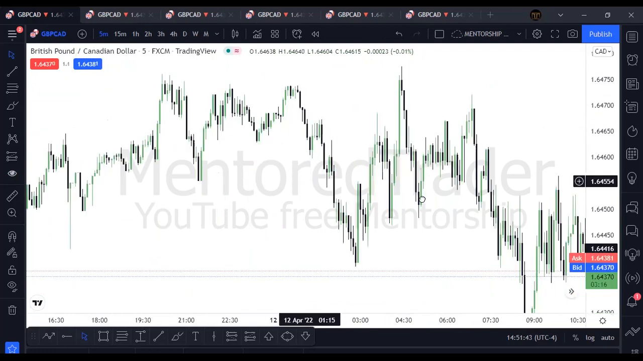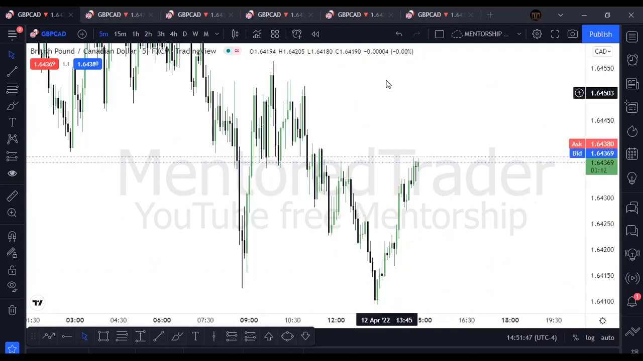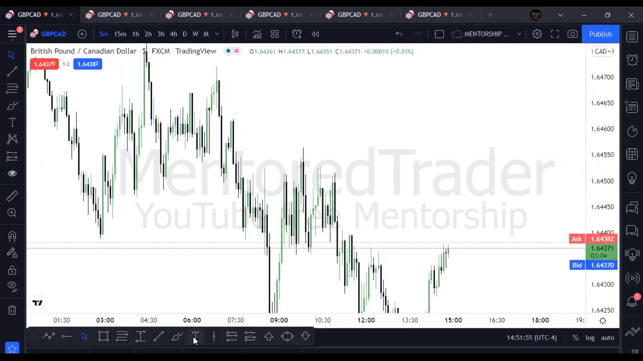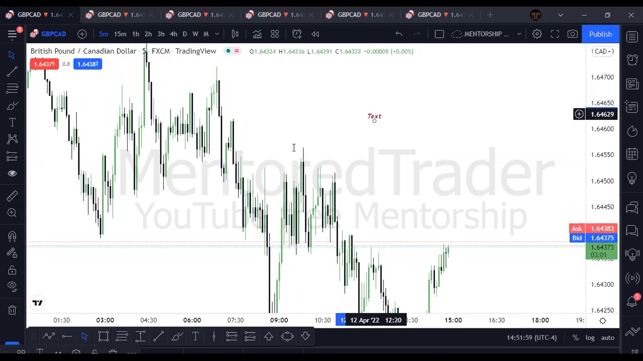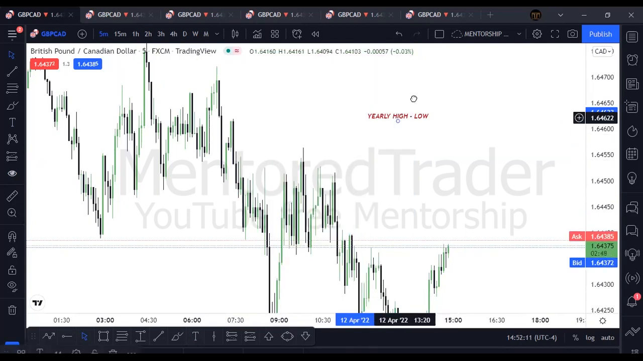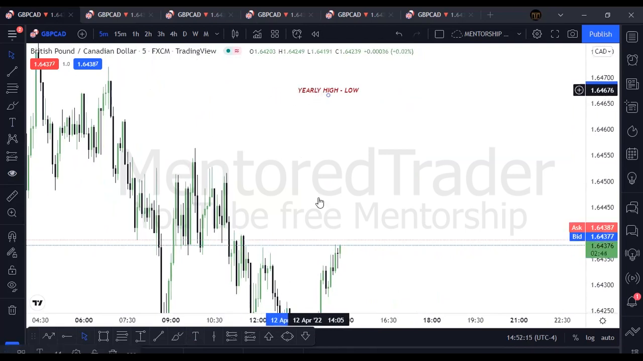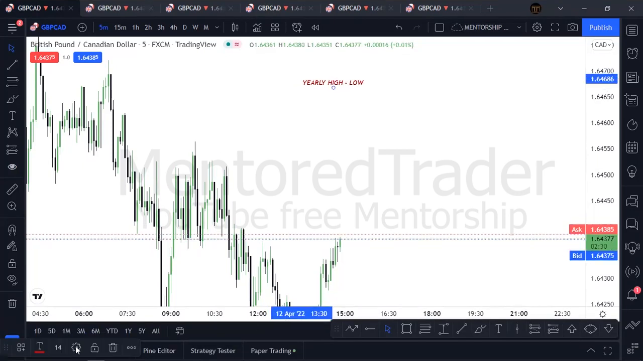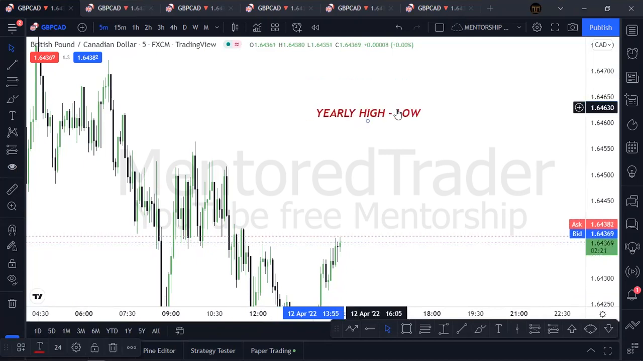Now, as a technical trader, or as a price action trader, what do you consider? We consider high and low. The yearly high and low. What else do we consider? We look at the yearly high and low.